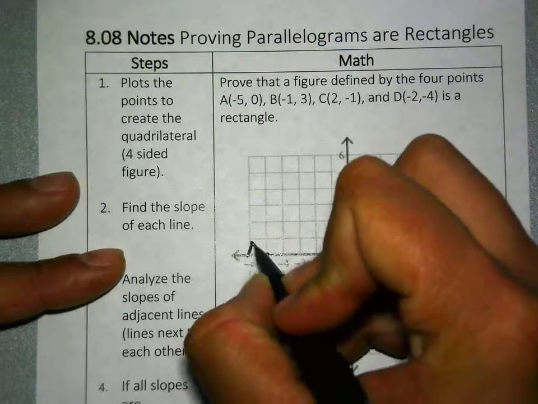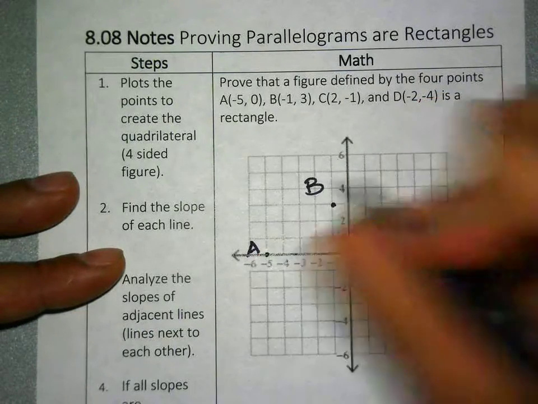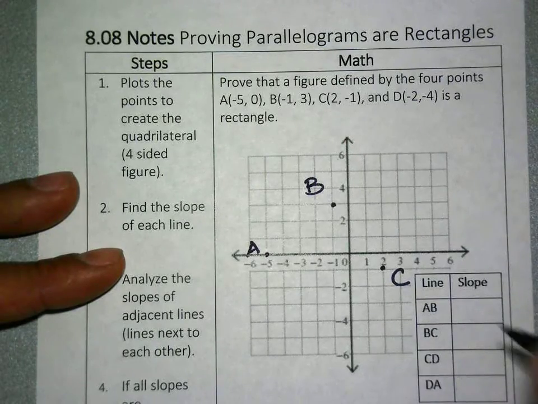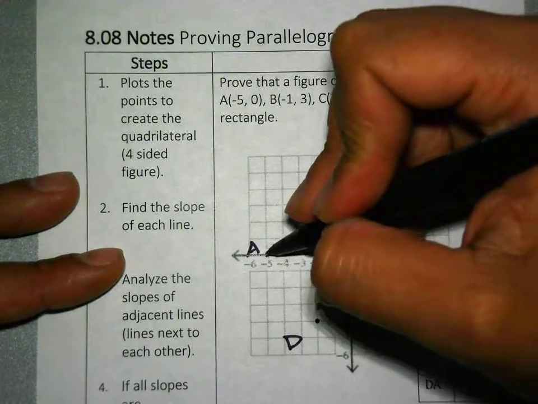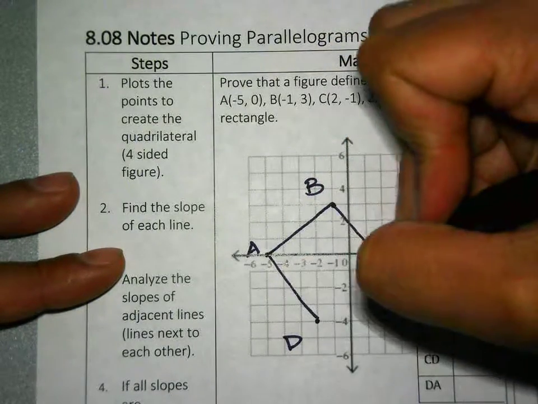So A is at negative 5, 0. B is at negative 1, 3. C is at 2, negative 1. D is at negative 2, negative 4. I will now connect my dots.